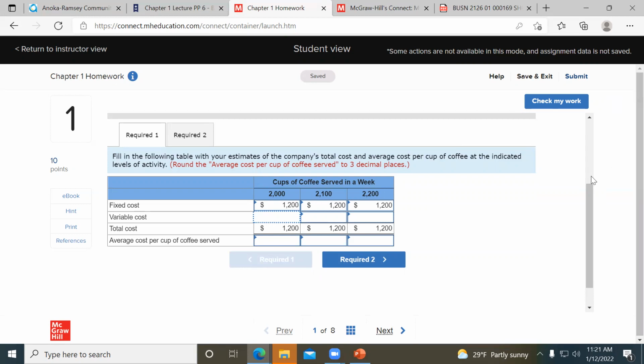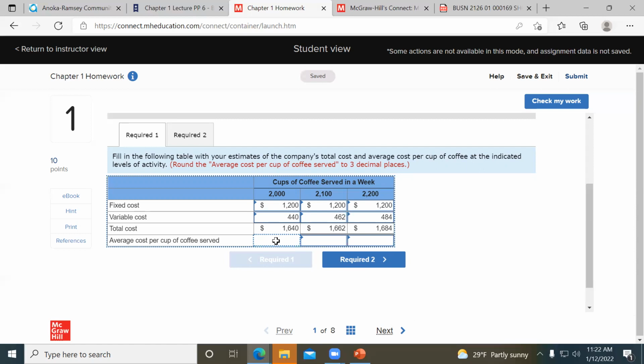Yes. So does that make sense that your fixed costs are going to be the same no matter what? Variable cost, 22 cents times 2,000 cups of coffee is what? $440. 22 cents at 2,100 cups of coffee, what? $462. At 2,200 cups, $484.